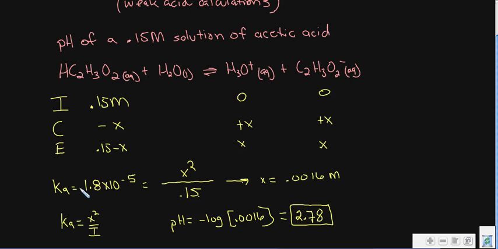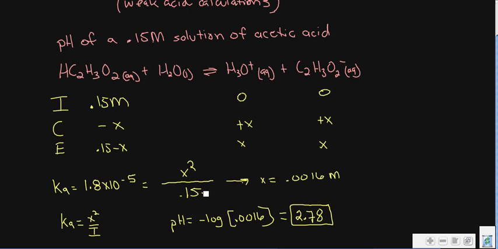Now, you'll notice down here that I didn't put the minus X. I left it out. Why is that? The reason is that X is actually going to be really, really small, and it won't affect the answer because it's just so small.